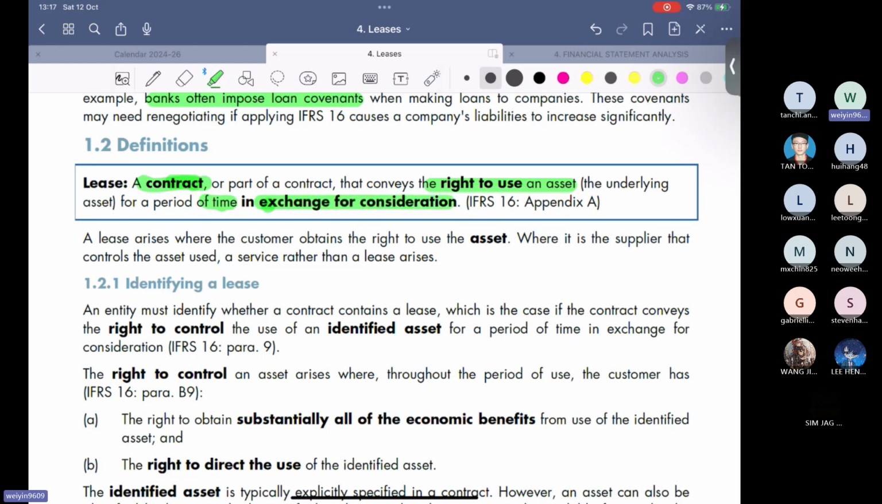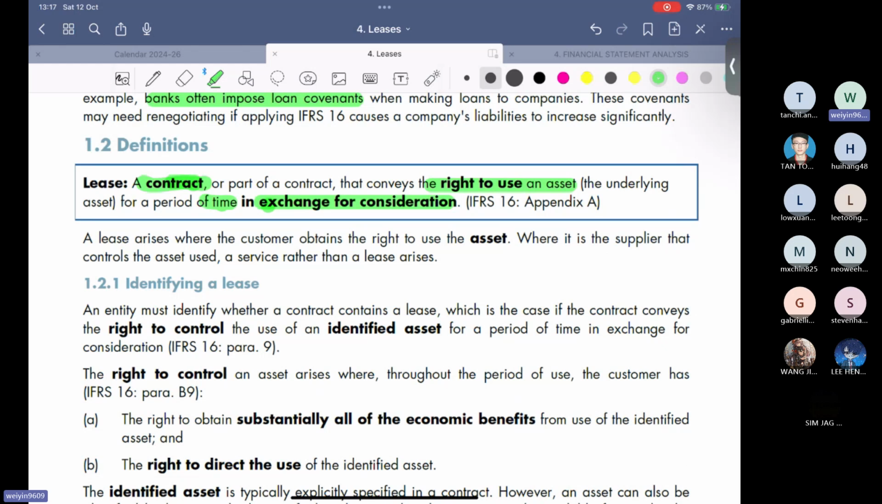So a lease arises when the customer obtains the right to use the asset, whereas if the supplier controls the asset, it is a service rather than a lease. That means if I allow you to use it, but I'm the one who can still control the asset, therefore this is just a service agreement. It's not a lease agreement.